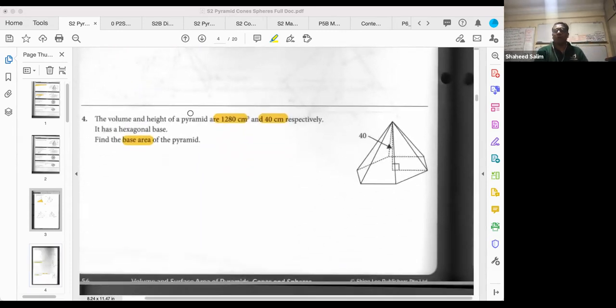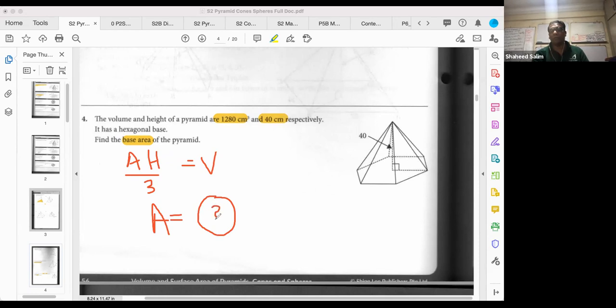Can you try now? You have to write down the formula again. Write down the formula, and now they want the base area. So remember the formula for the pyramid is equal to what? Base area times height divided by 3, right? 1/3 base area times height. So now they only want A. Can you move it about to make the formula? What is the formula down here? You can give the formula, you can solve, no problem.